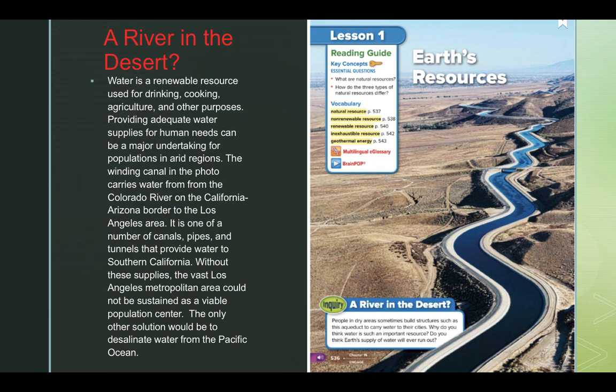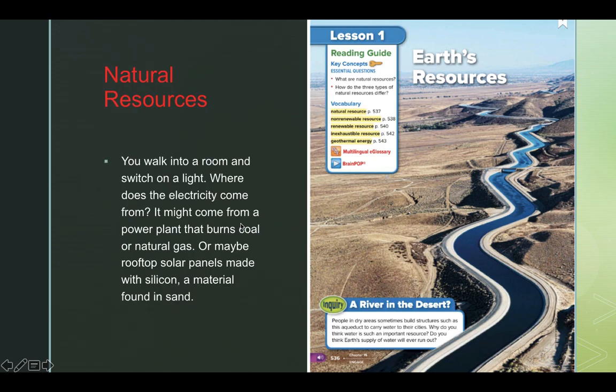All right, let's look here on page 536, and it says Earth's resources. So this right here is actually a man-made river that's going through a desert, and it's taking water to Los Angeles, a place that would not normally have enough water to sustain the amount of people that live there. So they actually had to, this is an aqueduct system, it's man-made, and it brings water to this metropolitan area. All right, natural resources.